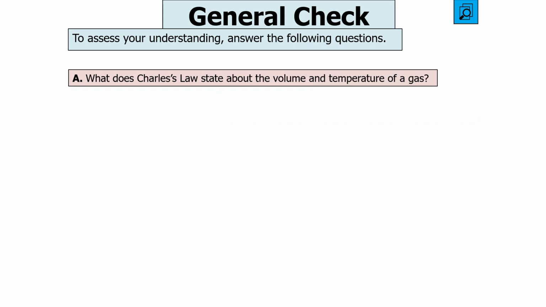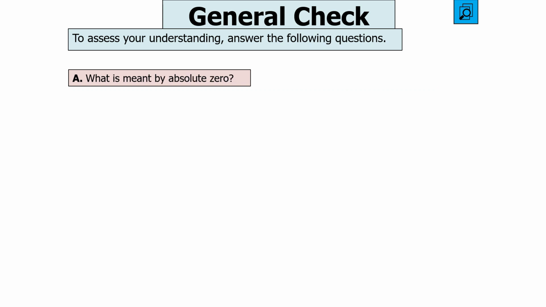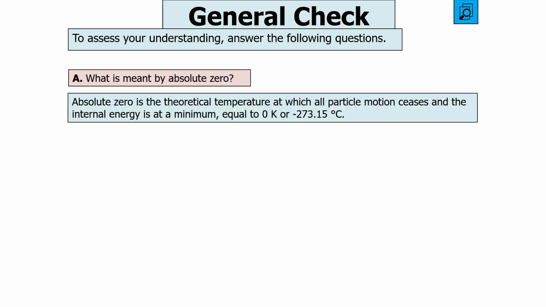What does Charles's law state about the volume and temperature of a gas? Charles's law states that for a fixed mass of gas at constant pressure, volume will be directly proportional to absolute temperature. V is proportional to T. What is meant by the term absolute zero? Absolute zero is the theoretical temperature at which all particle motion ceases, and the internal energy is a minimum and it is only potential energy. It's equal to 0 Kelvin or minus 273.15 degrees Celsius.